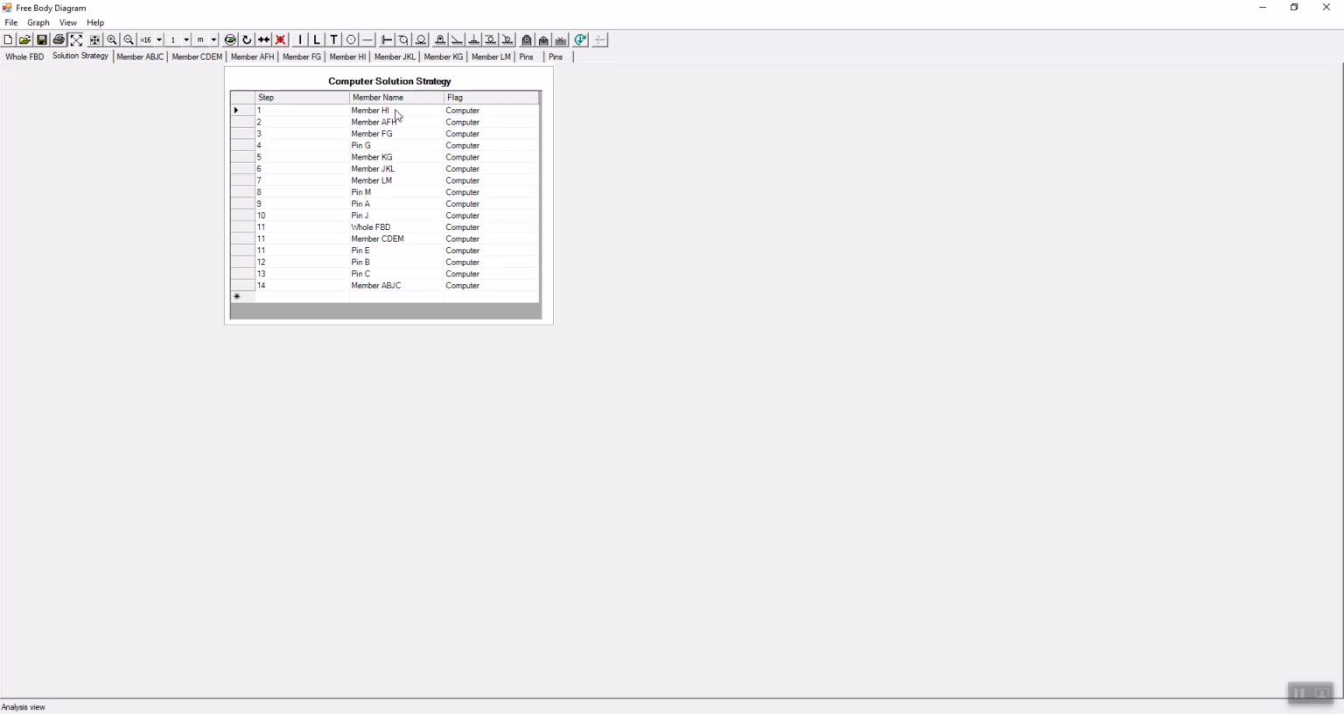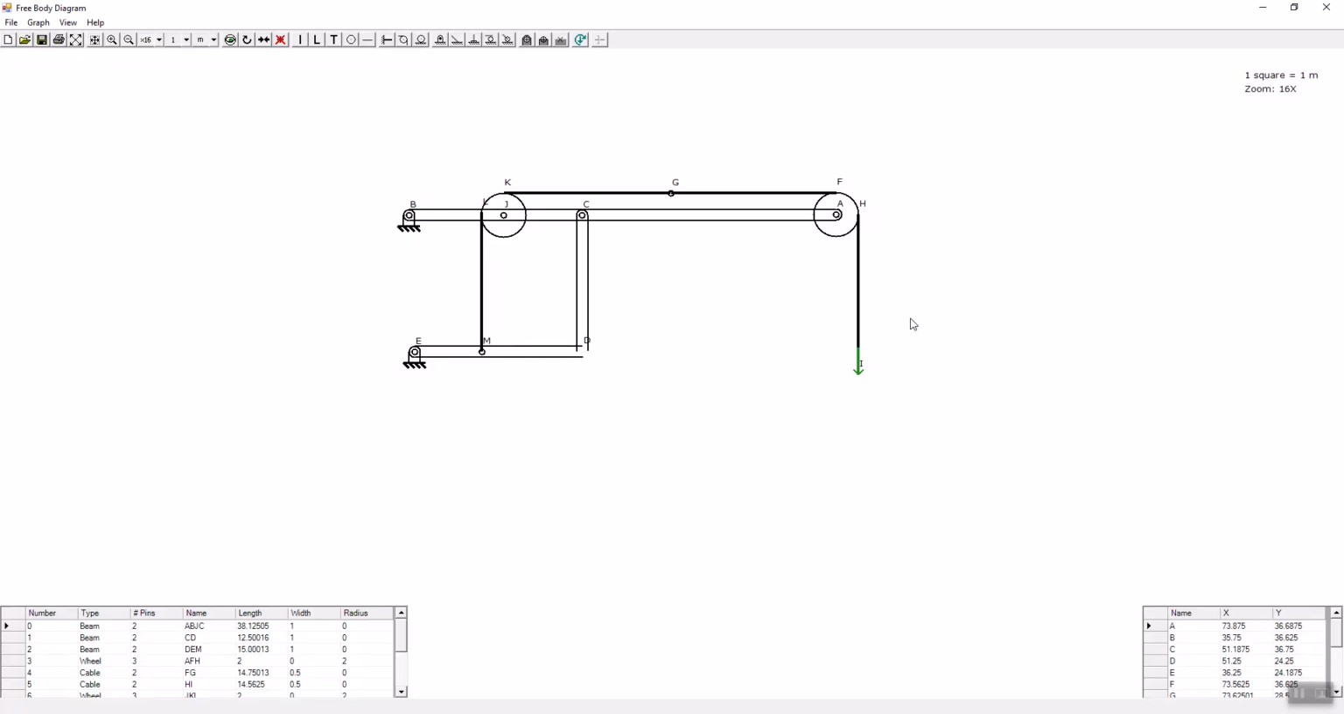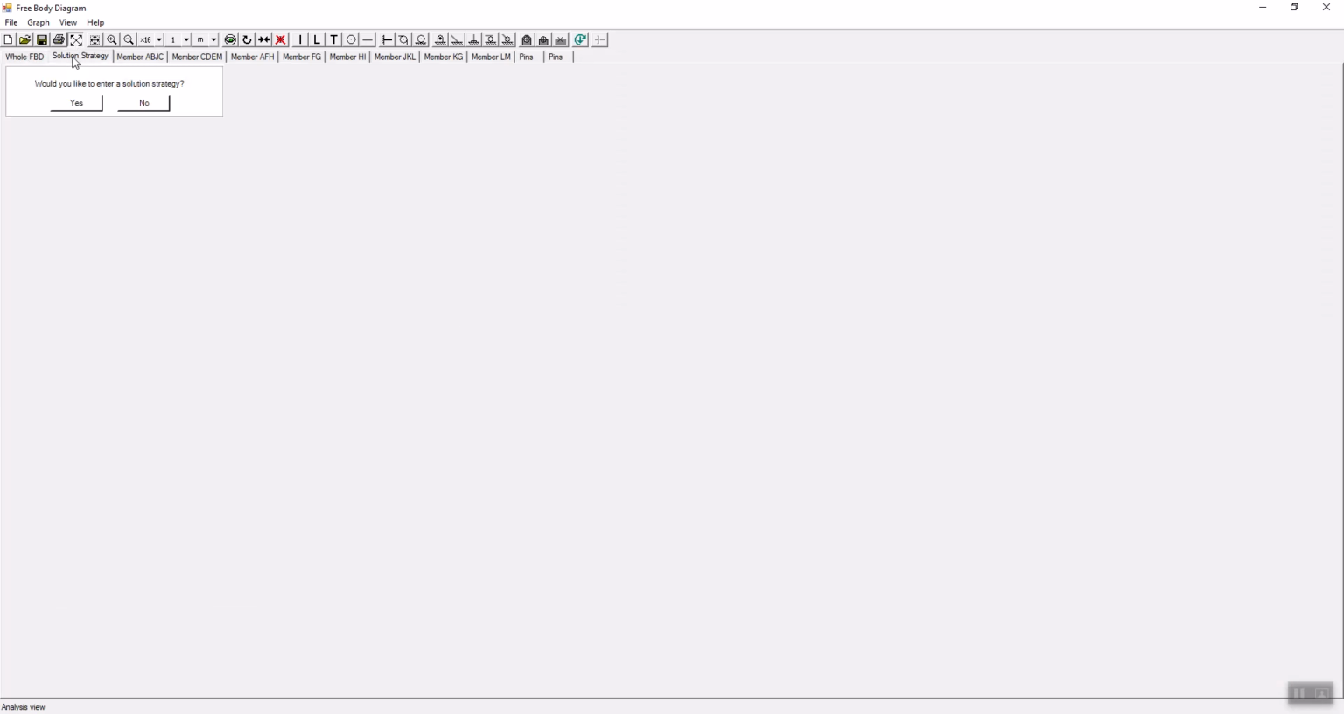So what's happening at member HI? Let's look at the full structure. When we solve member HI, we know this load, so from the equilibrium of member HI, we can determine the tension in this cable. So if the load is 100 pounds, the tension in the cable HI is also 100 pounds. So now we know the tension in this cable. Let's look at the second step.